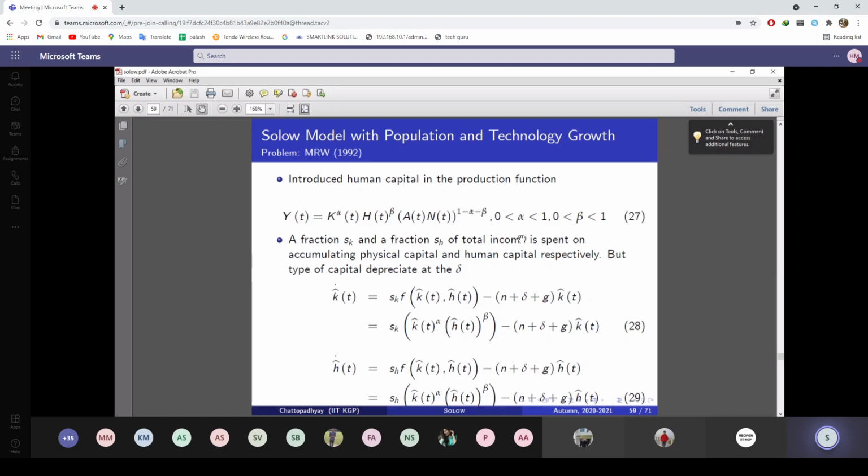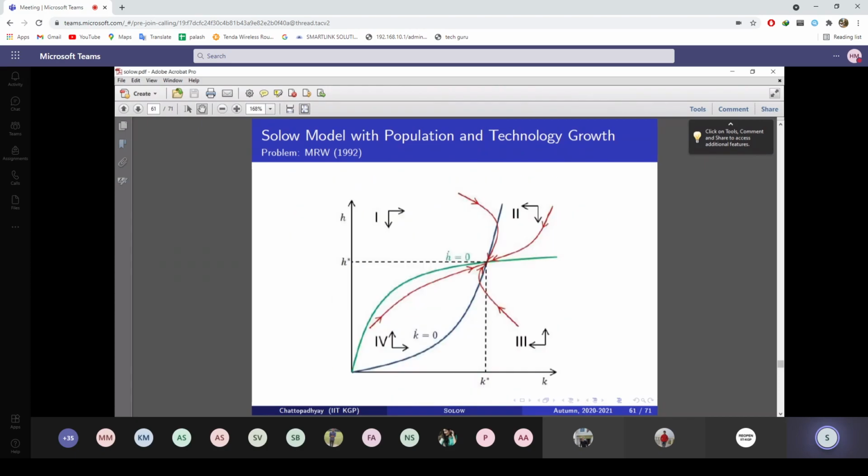And then people started analyzing the Solow model with this production function. And this is how it goes. So this is the part we will do.